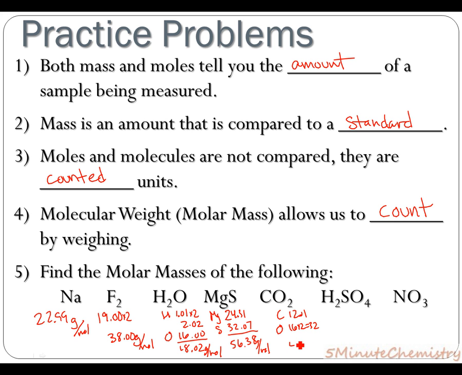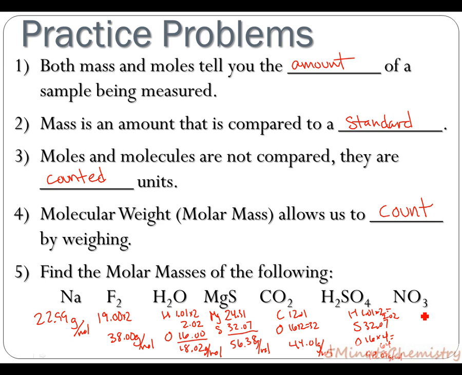Carbon dioxide, CO2, carbon 12.01, oxygen 16 times 2 is 32. Combine these and you get 44.01 grams per mole. H2SO4, hydrogen 1.01 times 2, sulfur 32.07, oxygen 16 times 4. So what we have here, this is going to be 64 and 32 and 2.02. So that's 98.09 grams per mole.